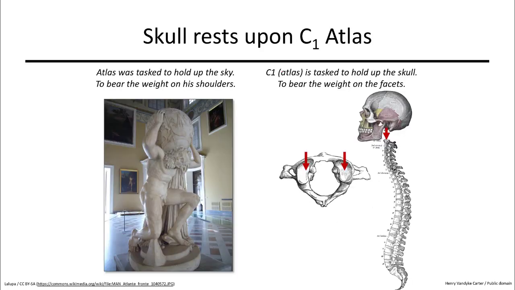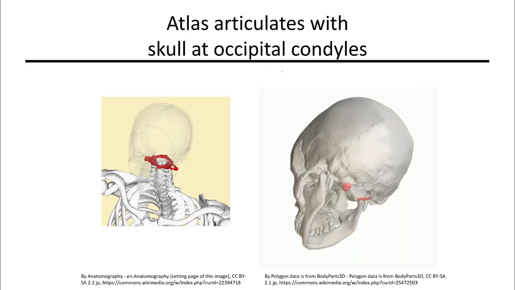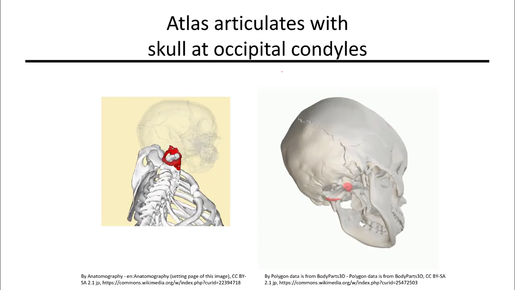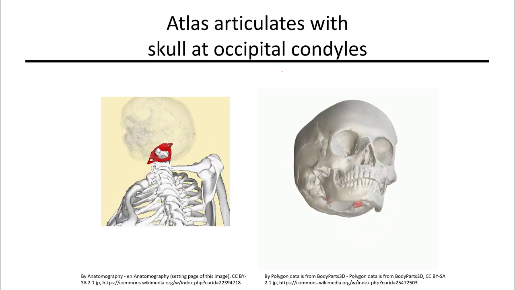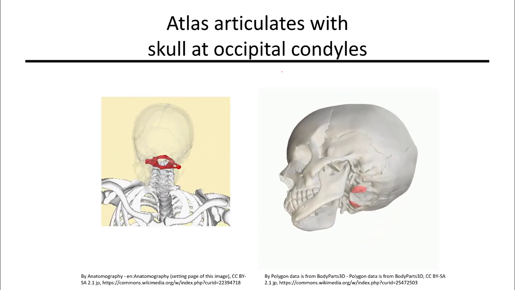C1 is known as the Atlas because of the Titan god ordered to hold up the heavens by Zeus. This is an apt comparison to holding the skull atop the vertebral column. We can see here C1 on the left and the occipital condyles on the right that would articulate with it.